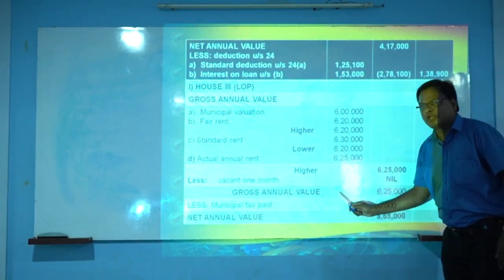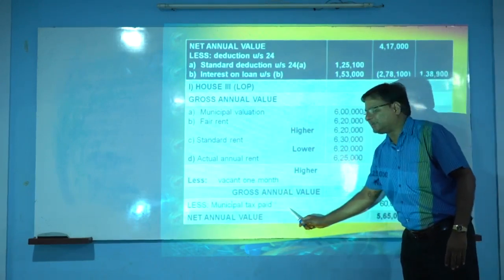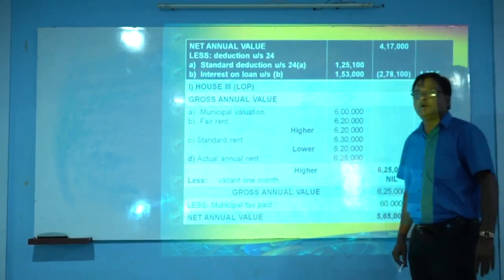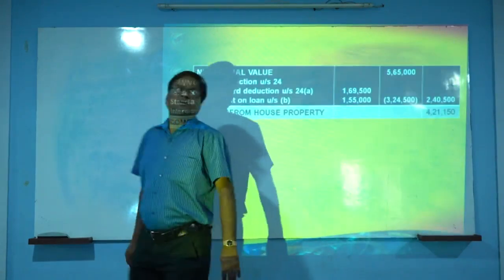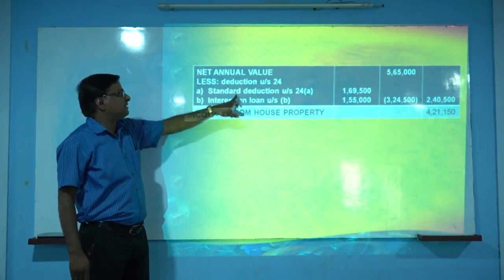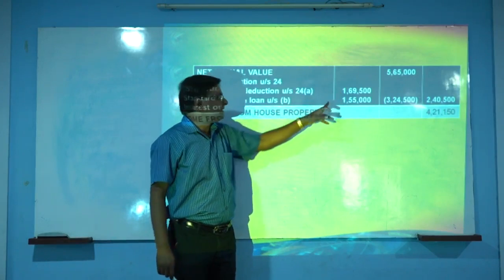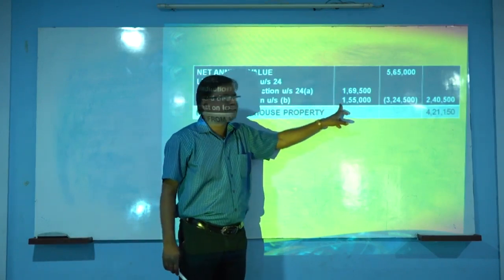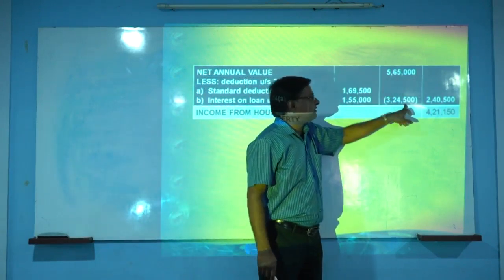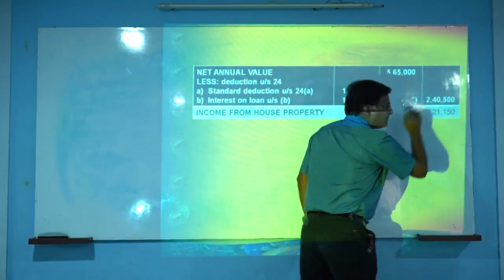Balance remains, it is called a gross annual value. From that gross annual value we have to deduct municipal tax paid. Then that balance remains, it is called a net annual value. Next slide. Same like we have to deduct deductions. Net annual value minus standard deduction and interest on loan deduction. It is 30% of NAV, net annual value, and actual amount of interest paid on this house property, house 3. Then this total amount will be deducted from here. Then net income from the third house is 2,40,500.